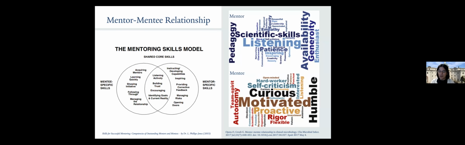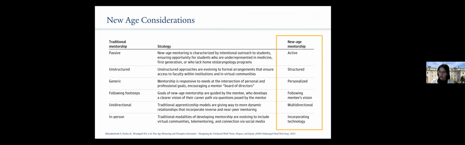So this is a similar piece of thinking about the mentoring skill model. It's a partnership. And I think the word cloud is helpful on the right. The mentor listens, is patient, pushes you for scientific skills, is available, but the mentee is curious, motivated, proactive, a hard worker, has rigor, but also has flexibility. These are perhaps some of the parts of this relationship. And this is perhaps also what I like, is that new age mentorship is active.